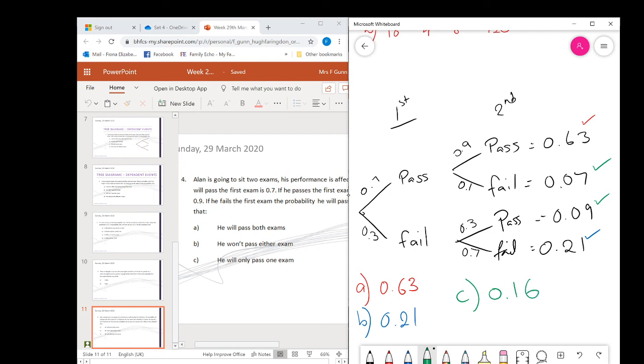Okay. So, those are my questions. That is dependent probability. Again, go on MyMaths, go on Maths Genie, go on Corbett Maths, anything like that to look up more questions if you think you need them. Contact me if you want to, if you need extra help on any of them.